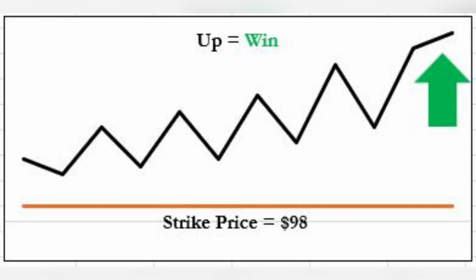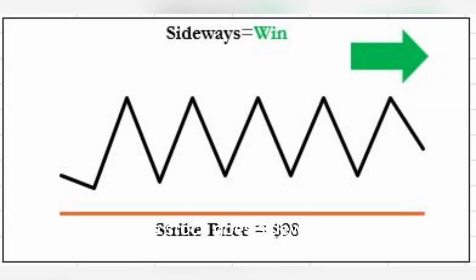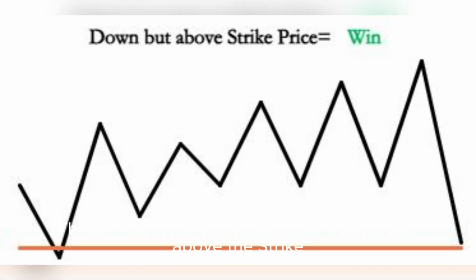With this cash secured put strategy, you have 3 out of 4 ways to win. First, when the stock price goes above the strike price of $98 at expiration, you win. The put option expires worthless, and you keep the premium. Second, if the stock goes sideways and closes above the strike price of $98 at expiration, you win. The put option expires worthless, and you keep the premium. Third, if the stock price goes down but is still above the strike price of $98 at expiration, you win. The put option expires worthless, and you keep the premium.